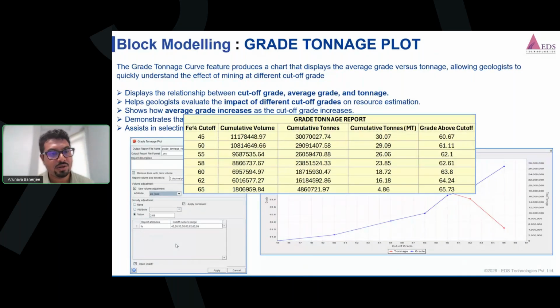In iron ore, if I consider a 45% cutoff grade, or 50, 55, 58, 60, 62, or 65, then if the cutoff grade is on the higher side, obviously our cumulative tonnage of ore is on the lower side. Similarly, you can identify the average grade based on the cutoff. So this type of report we can generate through the grade tonnage plot, the graph as well as the report.